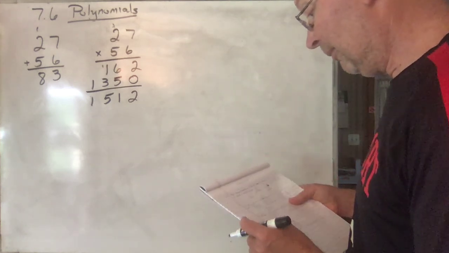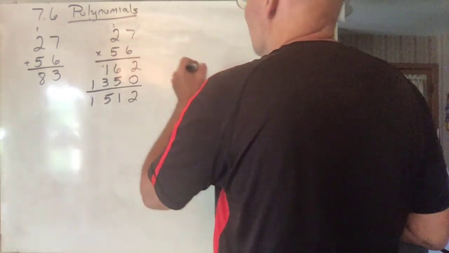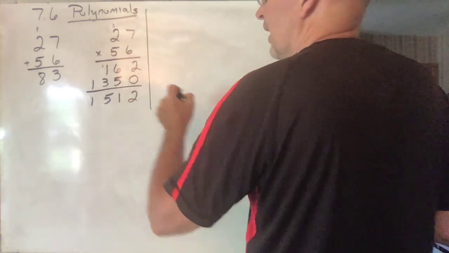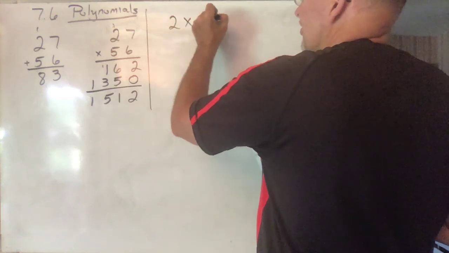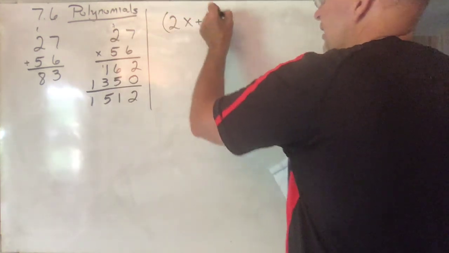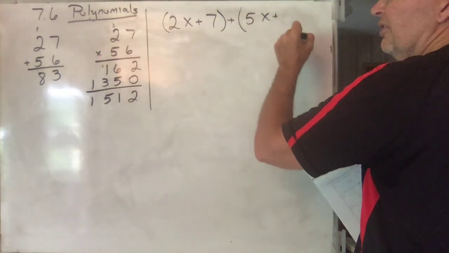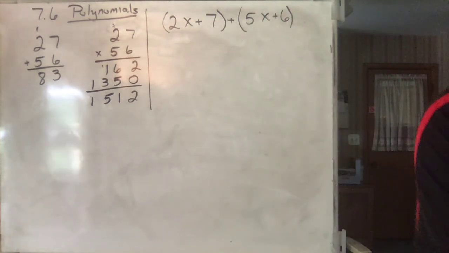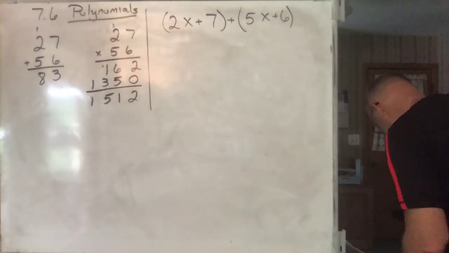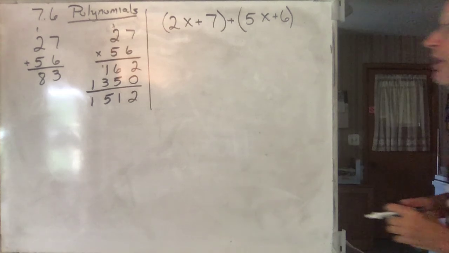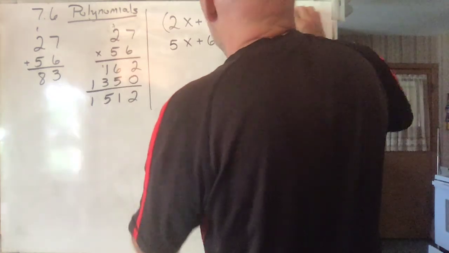So there's numbers. Now, what if instead of numbers we have things, algebraic expressions? So what if, for example, we do something similar to this. What if we have the expression 2x plus 7, and then we want to add that to 5x plus 6? Well, we do it the same way we did here. We can just think of taking the 5x plus 6 and putting it right below the other one, and then adding them together.